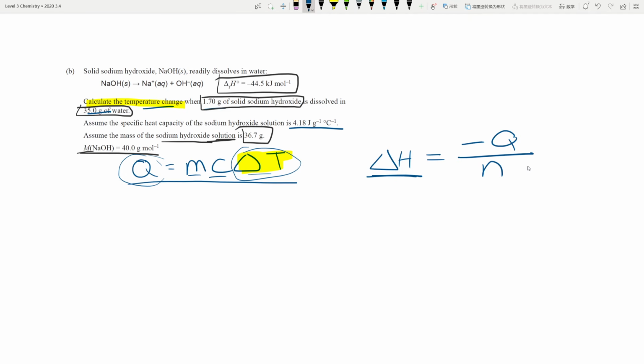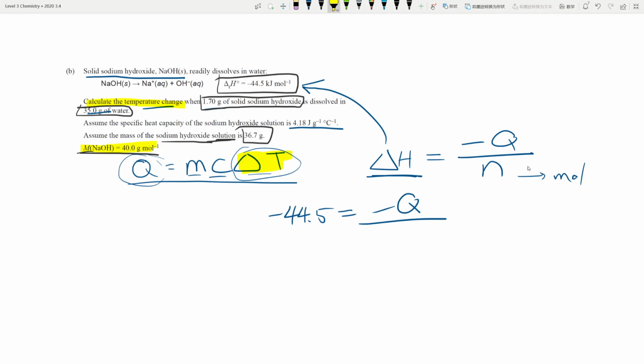Can you see the 45? Can you see this number's right there? So this is negative 44.5 equals negative Q divided by, what is this again? This is the mole. What are we going to use to figure out the mole? We put the sodium hydroxide into the solution and it started to give heat, so it's obviously the sodium hydroxide moles that we need to look at. We have the molar mass and the mass here. So the mole is going to be 1.7 divided by 40, which equals small m divided by big M.